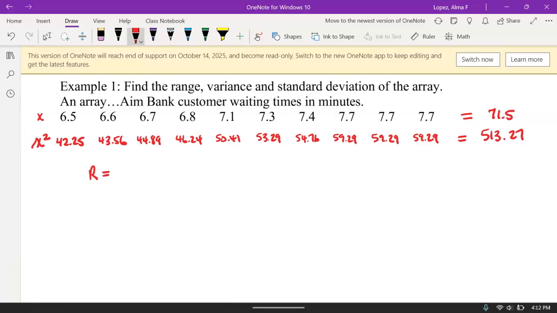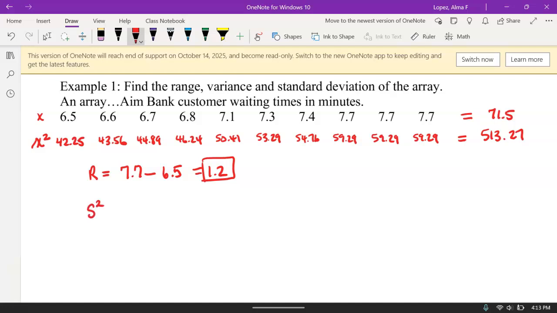Now, let's start by calculating our measures of variation for an array. The range is the largest value minus the smallest value. 7.7 minus 6.5 is 1.2. Now, another neat little thing to remember that we talked about in class is that the measures of variation are not related the way that the measures of center are. The closer in value the measures of center are, the more they tell us about the data set. Measures of variation are not related that way at all. You can have a very large number and then very small ones.